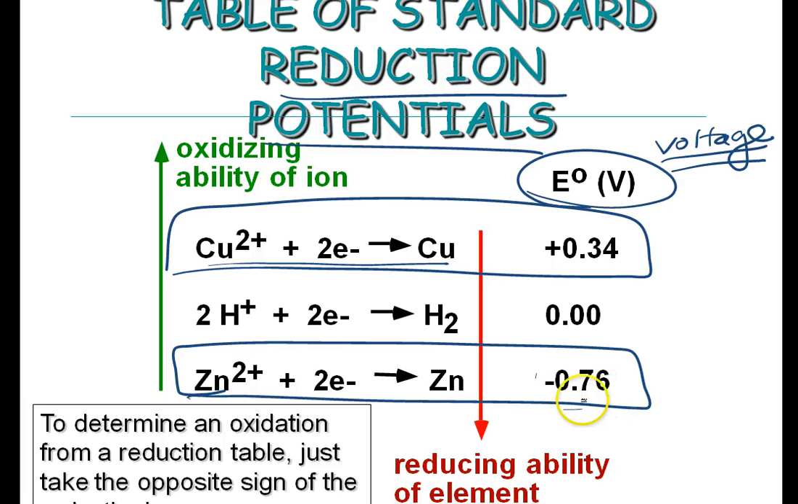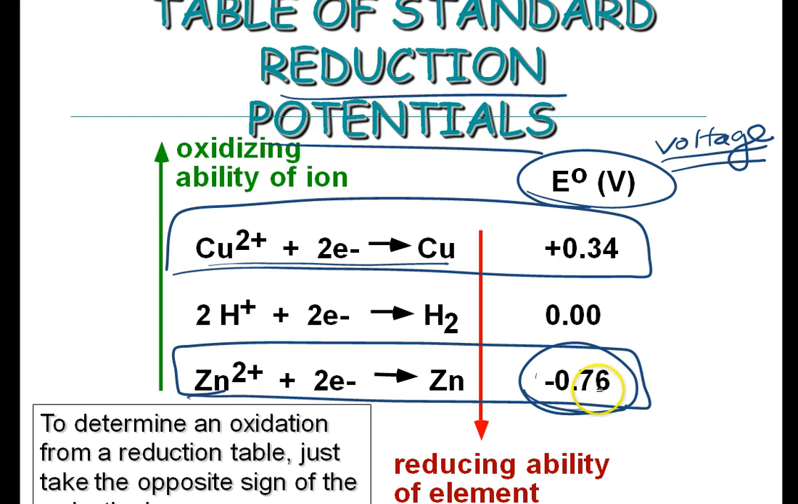So the smaller the number, the more likely it is to be oxidized. Looking here, as you move up, the larger the number; as you move down, the smaller the number. Comparing these two values, negative 0.76 is smaller than positive 0.34. So this is more likely to be oxidized because it has a smaller voltage.